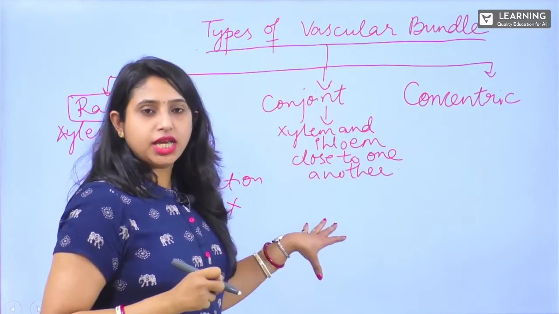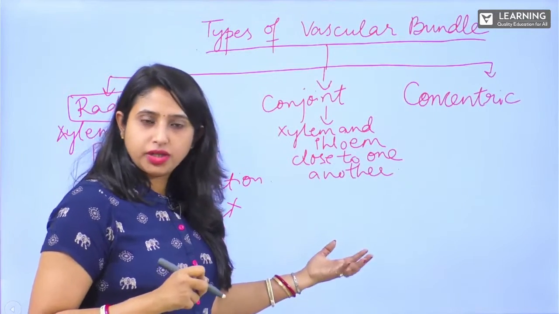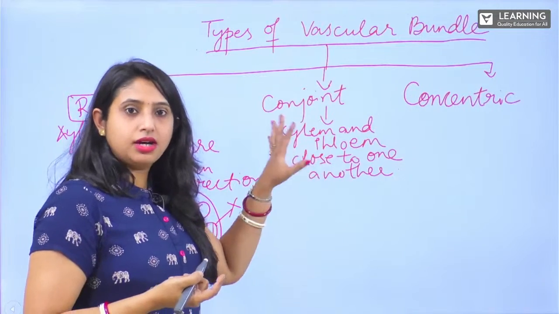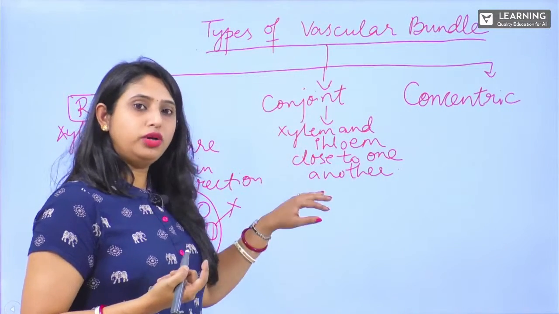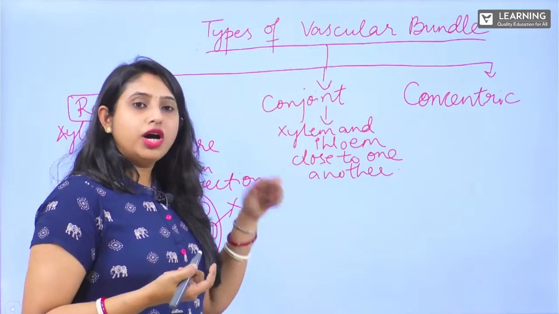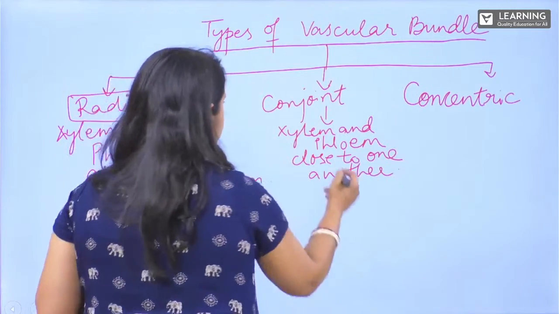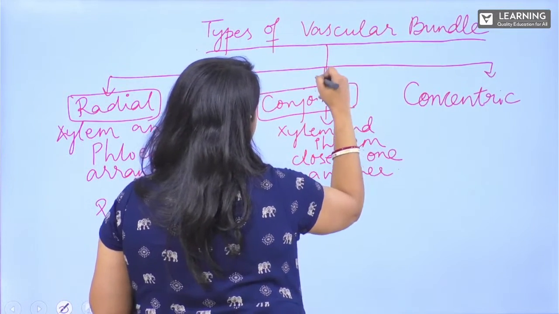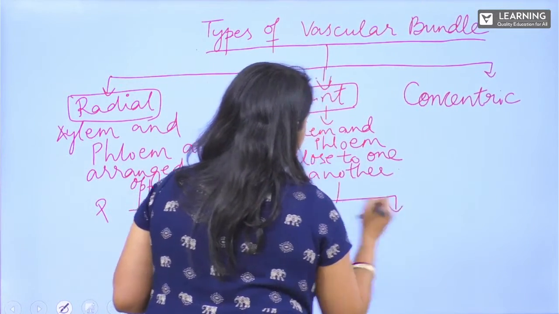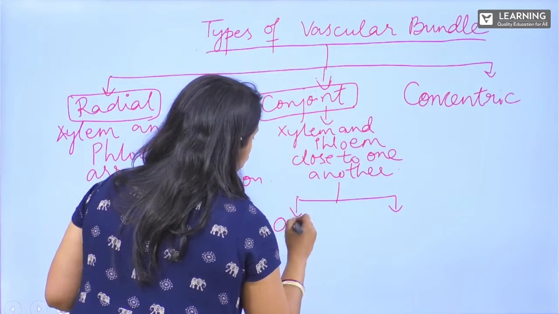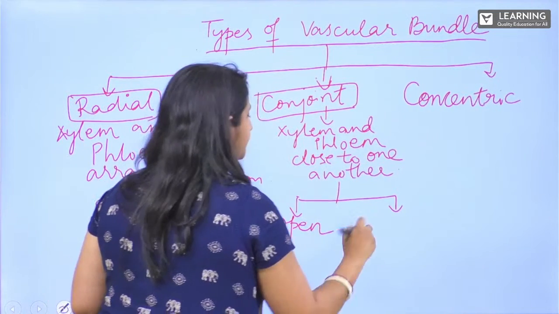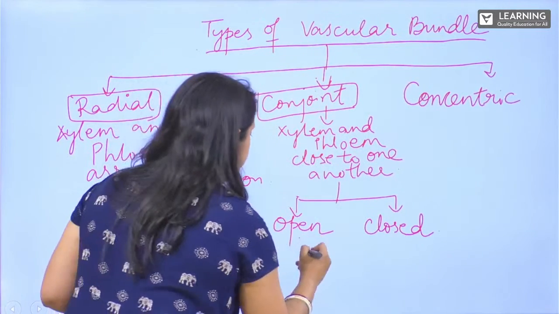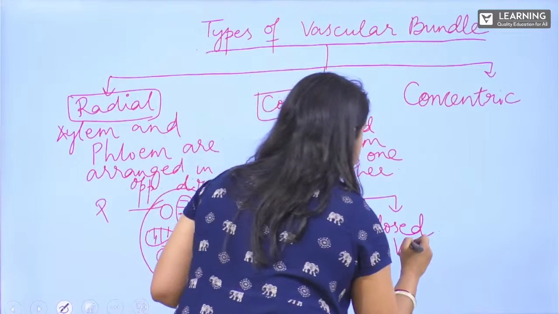This conjoint, again, it's divided into collateral and bicollateral. So this collateral conjoint vascular bundle is divided into 2 types, that is your open vascular bundle and closed vascular bundle. Here in the conjoint vascular bundle, it is divided into 2 types again, that is your open vascular bundle and closed vascular bundle.